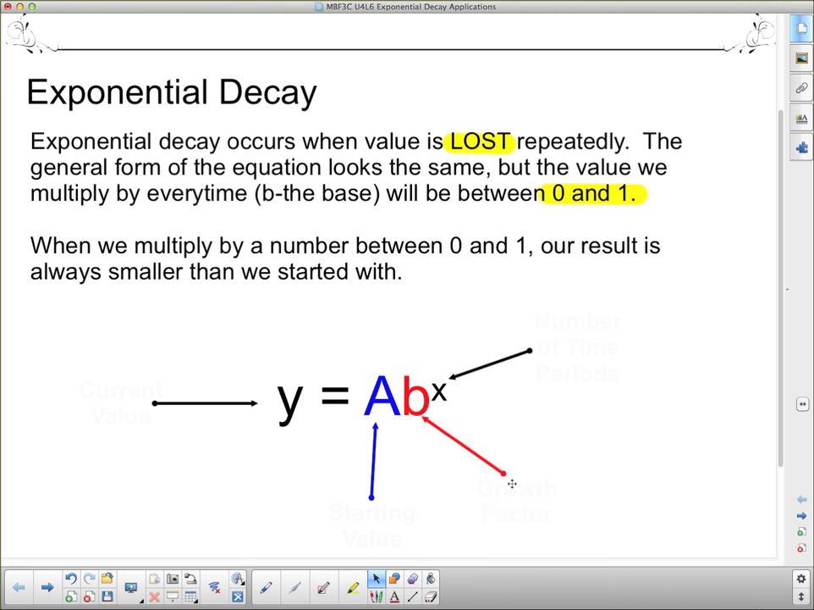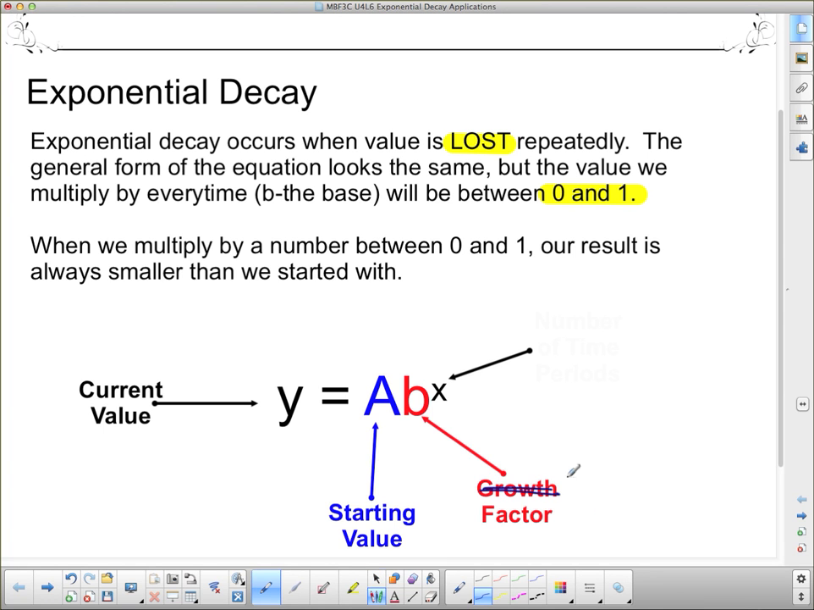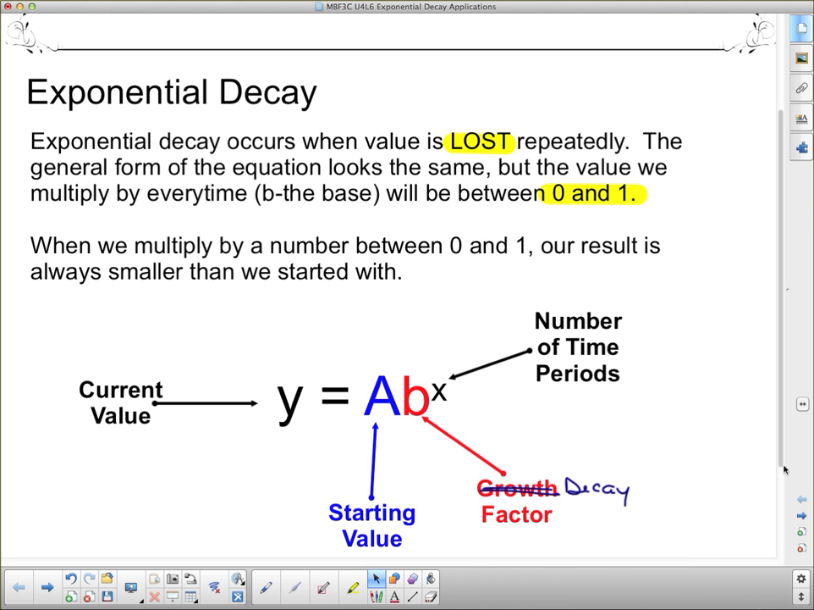So let's have a quick look at this equation again. This is the same one we used for growth, where y represents the current value, a is what we started with, b is our growth factor, the thing that we're multiplying by every time, or in this case it's going to be not a growth factor so much as a decay factor, and the number of time periods is what our exponent is.